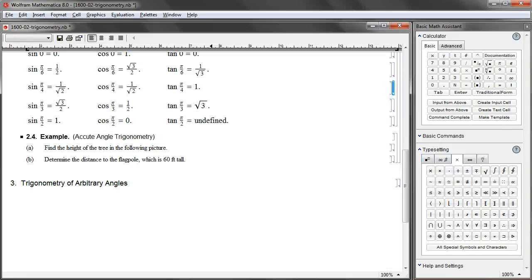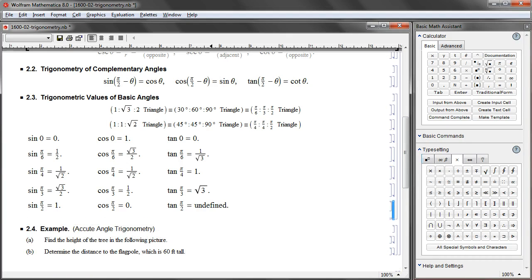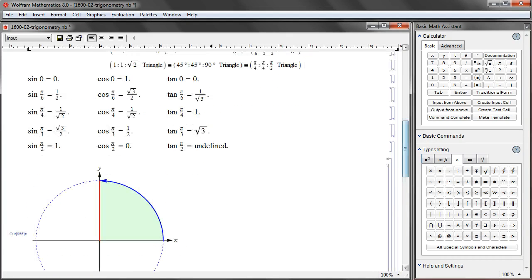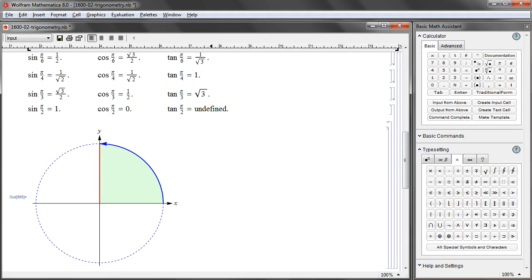Final case, when we have precisely pi over 2, well, we have another degenerate triangle or line segment here, and this time horizontal is 0, adjacent is 0, so we have sine is r over r, 1, cosine is 0 over r, so 0, tangent is 1 over 0, so it's undefined. So the tangent function can be rather strange, it's undefined for 90 degrees.